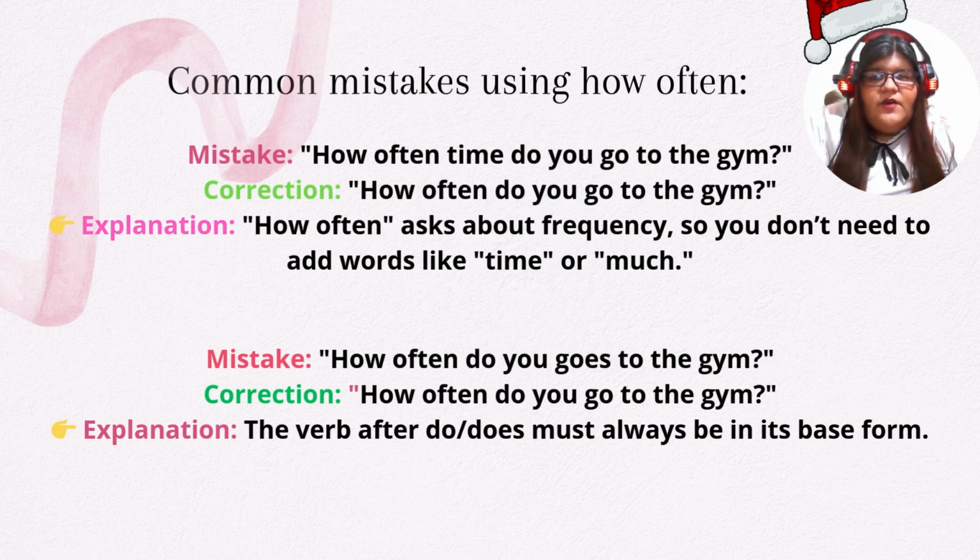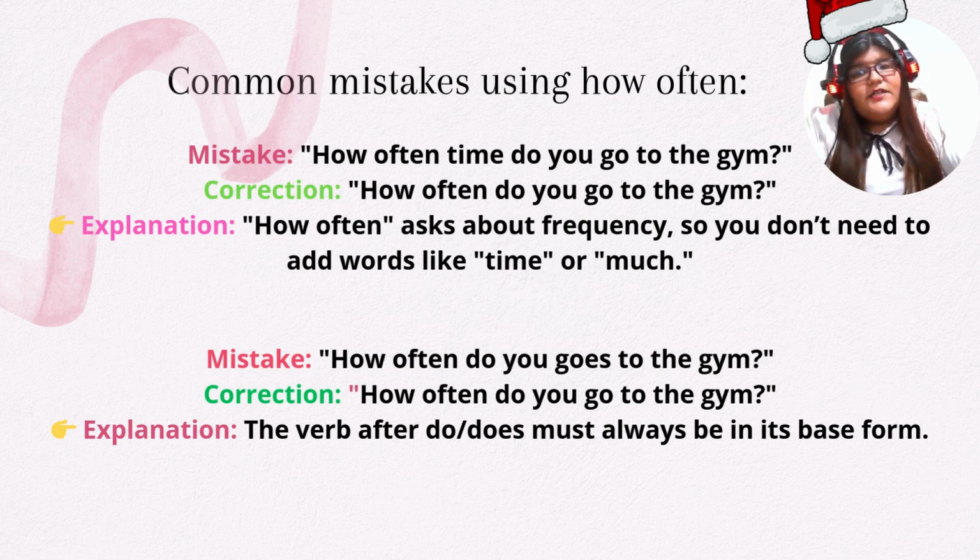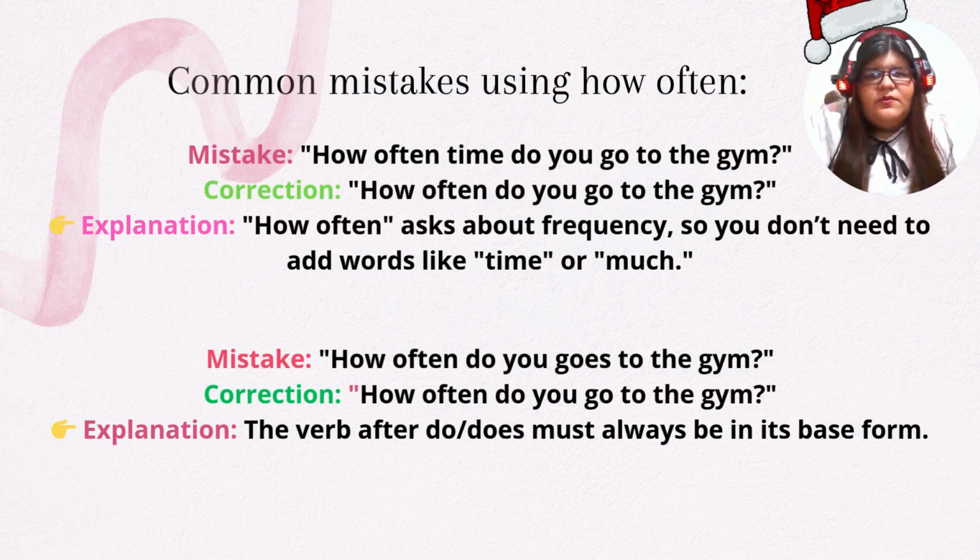The explanation: how often asks about frequency, so you don't add words like time or much. That is grammatically incorrect. Then we have the next one. Correction: How often do you go to the gym? Explanation: the verb after do or does must always be in its base form. You won't change that for the subject, no, it stays in its base form. So be careful with those details and try not to commit those mistakes because that will be awkward.